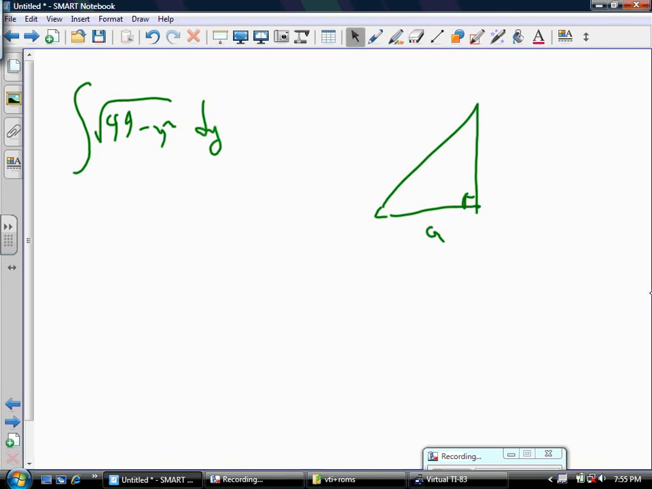So you've got to play around where you put the y. That's all. So I'll put the y here and the 7 here. Now does it work? A squared plus y squared is 49. So a squared is 49 minus y squared. Yeah, this is working out. So this is the side. Square root of 49 minus y squared. Now, what's the relationship between theta, y, and 7?